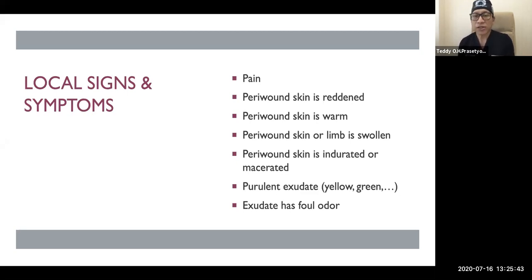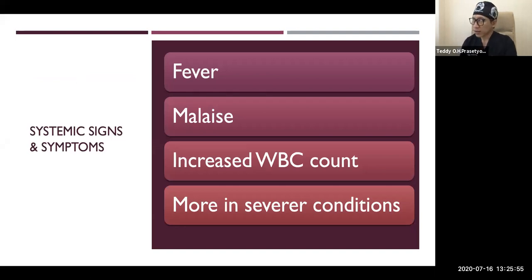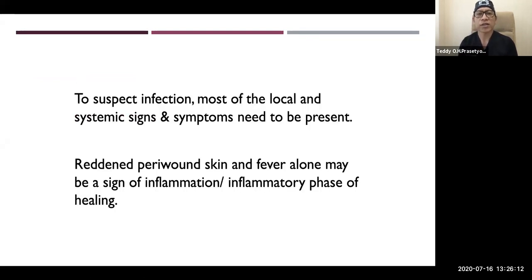And the exudate becomes purulent, yellow, green, gray, whatever. Then it comes also with malodor. Systemically, the infection becomes worse and influences the systemic condition of the patient. The patient may suffer from fever, malaise, and an increase in white blood cell count, more in severe conditions. So to suspect infection, most of the local and systemic signs and symptoms need to be present. But there is also the assessment that you may have locally infected wounds, local infections, without necessarily systemic signs and symptoms of infections.